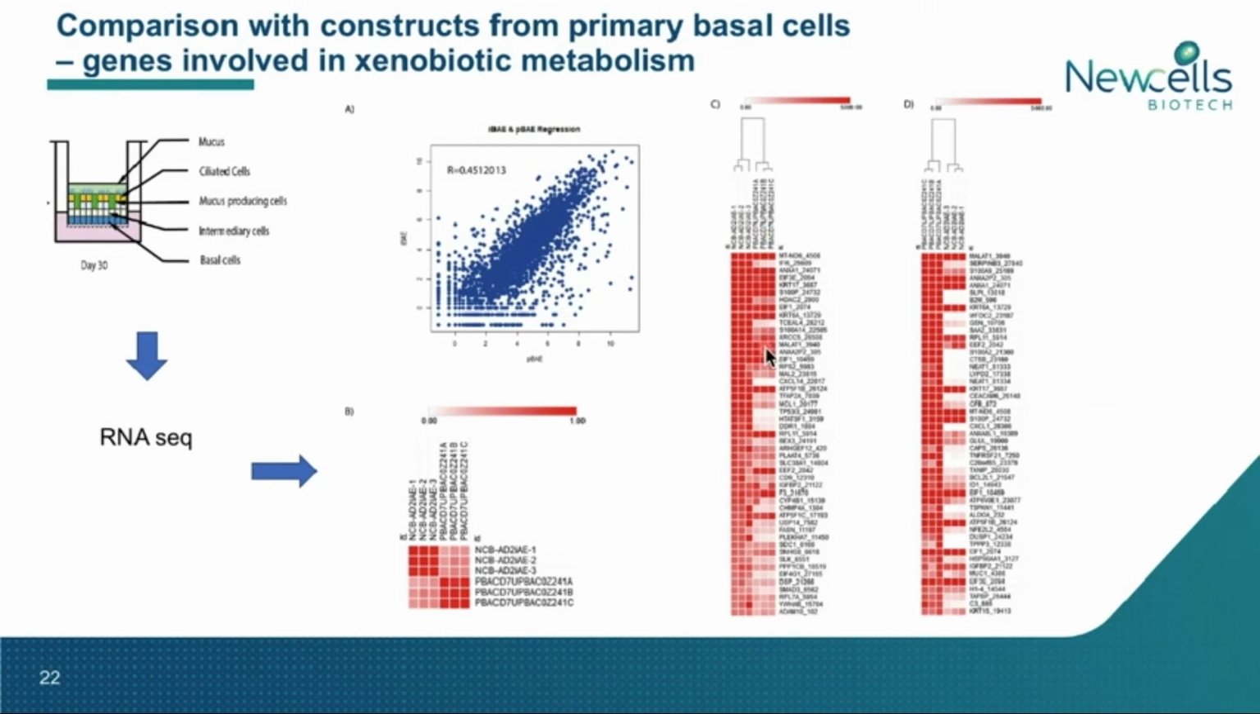Now, of course, we can see that there are some differences in the expression levels of these individual genes. There could be several explanations for that. This could perhaps just simply be the genetic background of the individual donors of the primary basal cells and the cells that we use to make the induced pluripotent stem cell line.